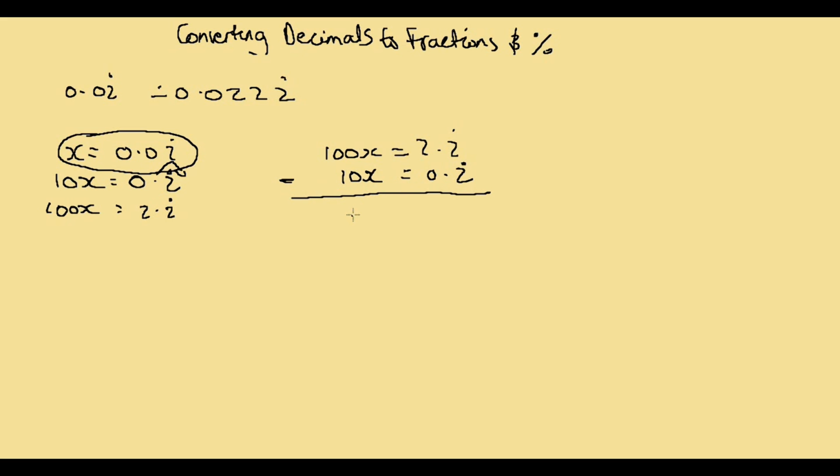So on the left, 100x take away 10x makes 90x. That's nice and easy. And on the right hand side, what we get is 2.2 recurring take away 0.2 recurring. So again, this 0.2 subtracts from that, so we just get left with 2. So from here we can say x equals 2 over 90, and then x equals 1 over 45, which again is a usable fraction, and that's how we do recurring decimals. You can get these examples in the downloadable sheet from the CyberTutor library.